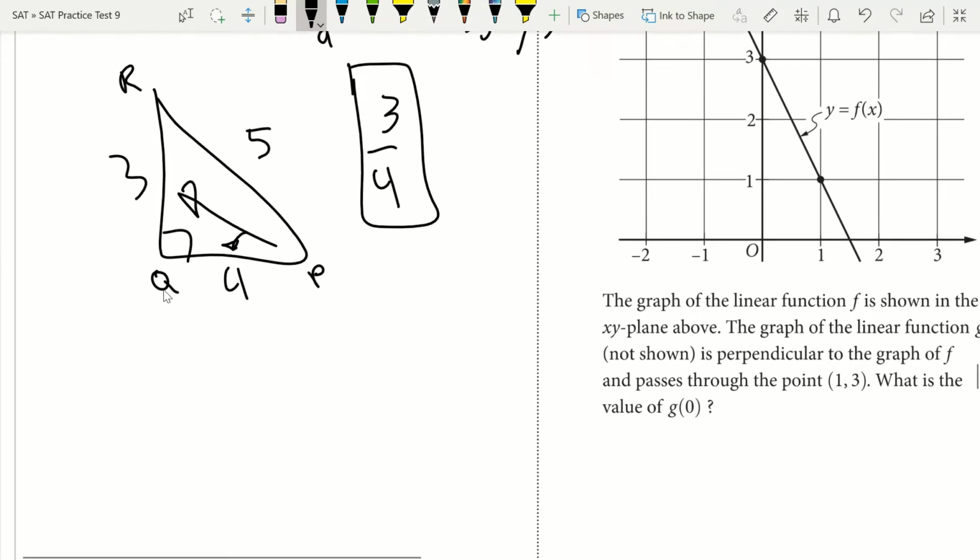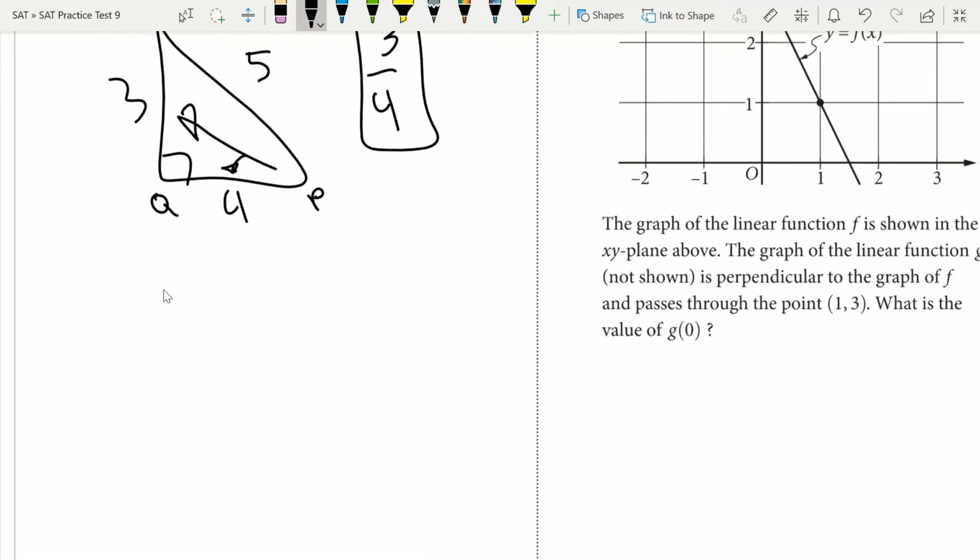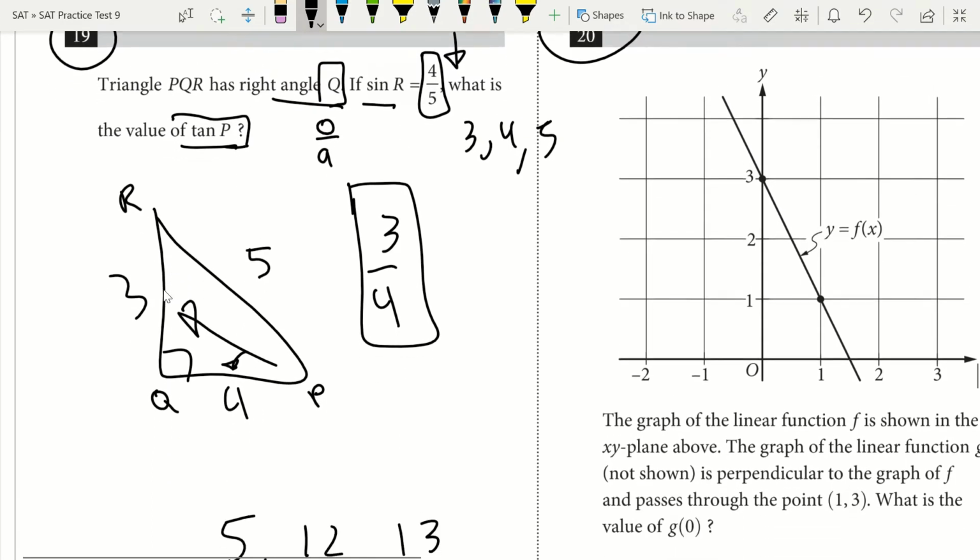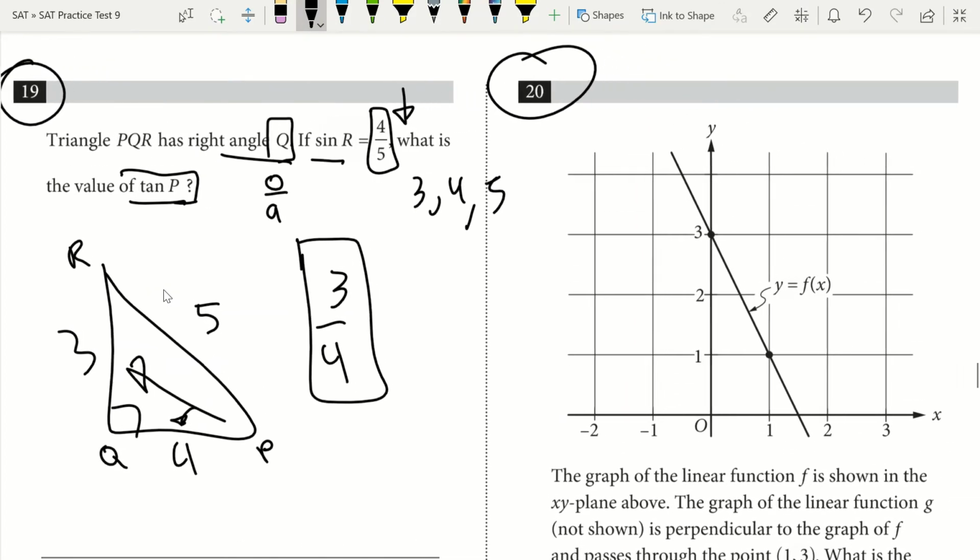So key things there, just understanding that 3, 4, 5 triangle. The other triangle that you should know is going to be that 5, 12, and 13 triangle, okay? The 5, 12, 13 triangle. If you know the 5, 12, 13 triangle and you know the 3, 4, 5 triangle, that's going to help you out significantly on the SAT math section.